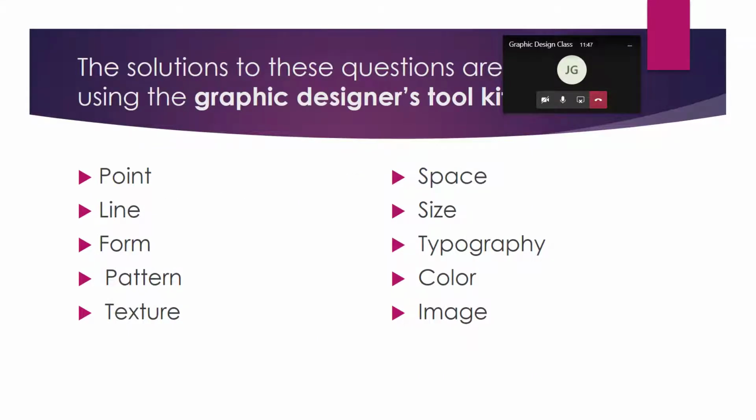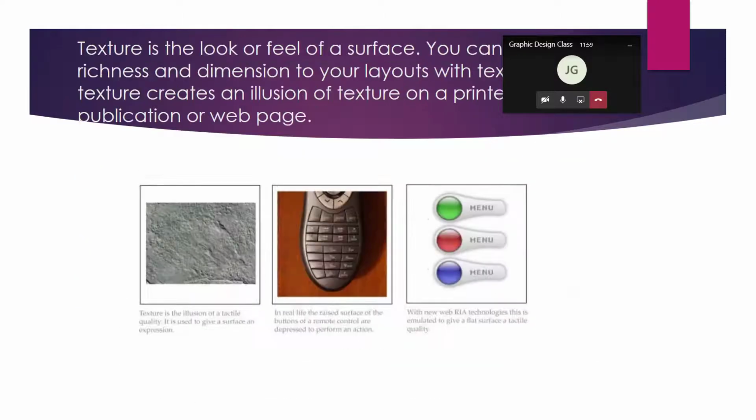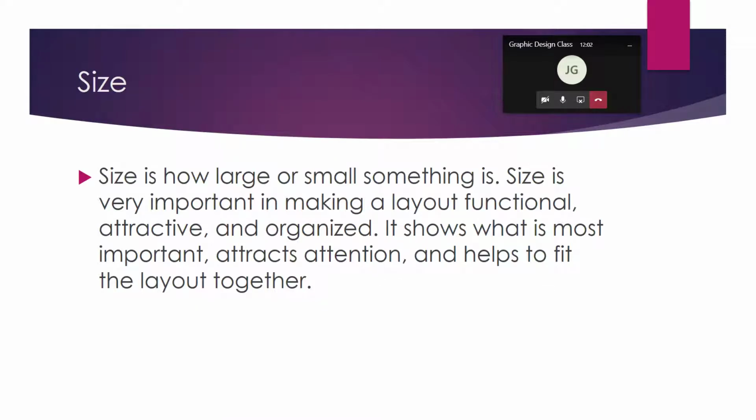Then we looked at the graphic designer toolkit, where we talked about the point, line, form, pattern, texture, space, size, typography, color, and image. I'll be sending this slide to the page. We also looked at size, and we said that there are some objects that will be large, some will be small. Most of the time in posters, the images are bigger than even the text, or probably it is the theme of the program that you want to enlarge. It depends on what you want people's attention to be drawn to. Then you increase the size of that.